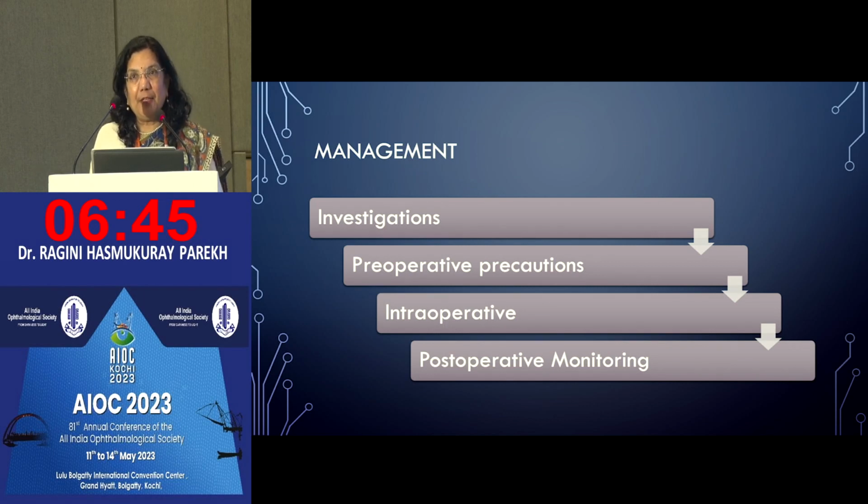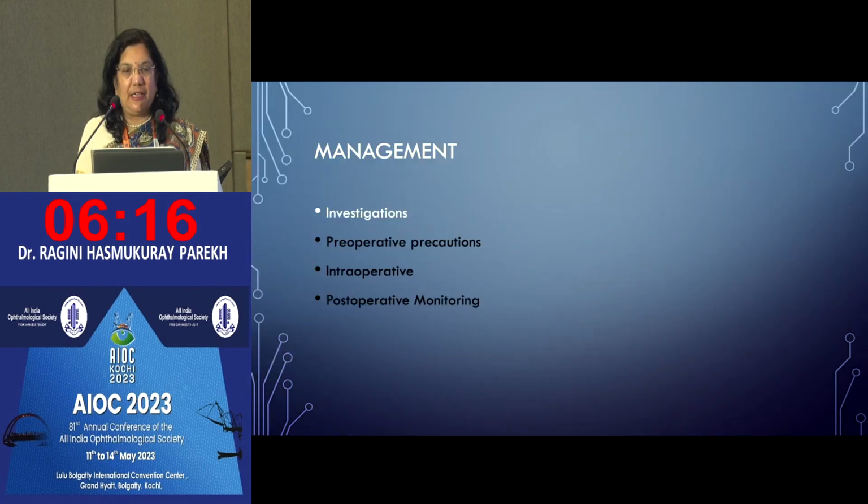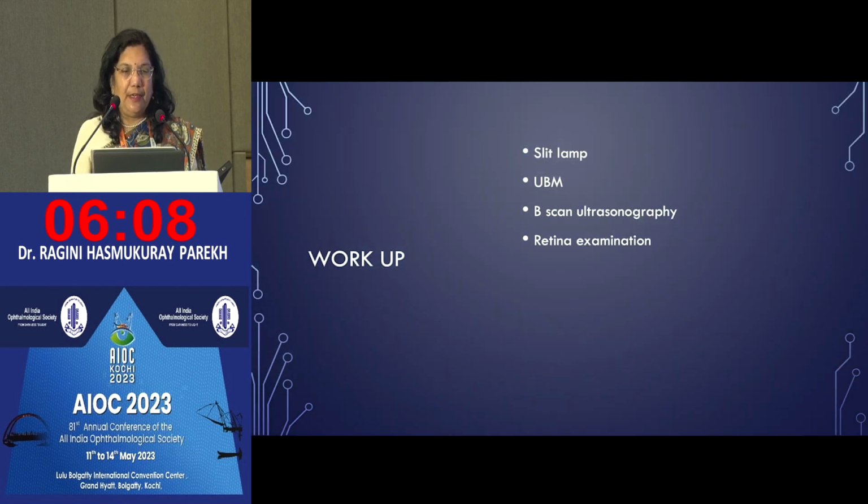So whenever you find a patient, you have to first investigate as to the cause, whether there was history of trauma, whether it is associated with a rosette cataract, or whether the patient has Marfan's or homocystinuria or any other thing. You have to take preoperative precautions because you have to assess the degree of subluxation and prepare for surgery. Intraoperatively, you will always find that the subluxation is more than what you saw on slit lamp, and post-operative monitoring is important because this is not a straightforward case. So, investigations, preoperative precautions, intraoperative and post-operative management.